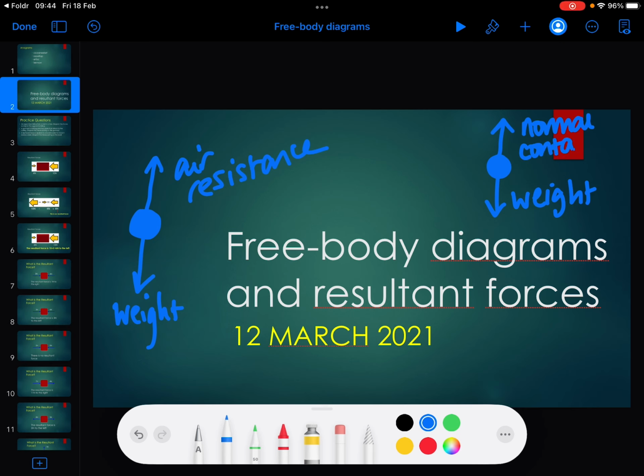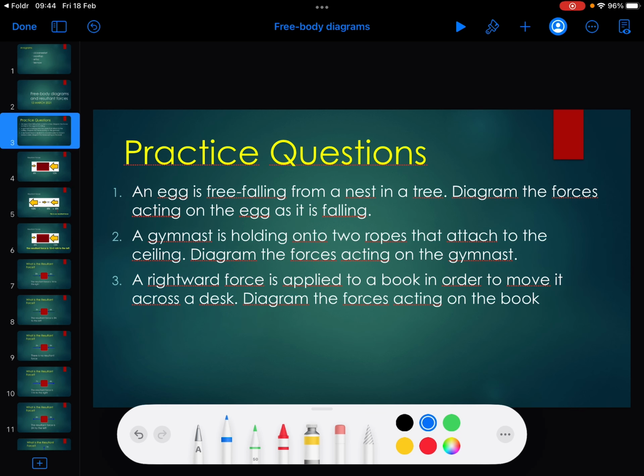Do you remember? Normal contact force was that force that pushes back from a solid. So when I smacked the table, my hand hurt because the table pushed back on my hand. And that was normal contact force. So just a reminder, they're free body diagrams. So now we're going to do a few practice ones, which are here.